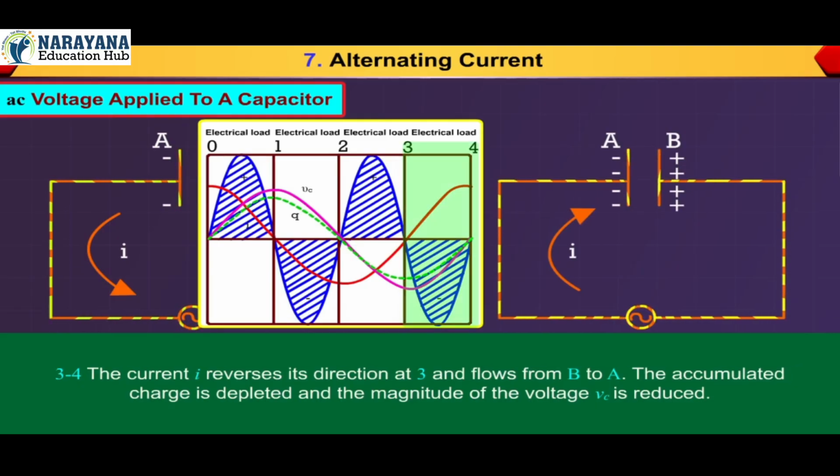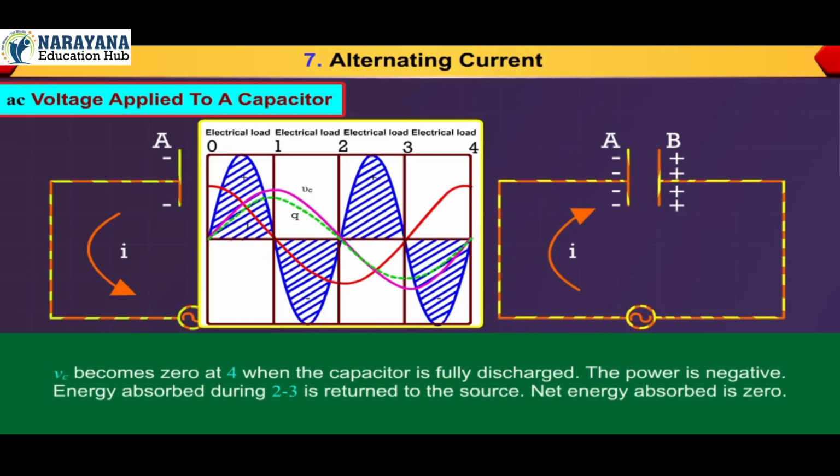3 to 4, the current I reverses its direction at 3 and flows from B to A. The accumulated charge is depleted and the magnitude of the voltage Vc is reduced. Vc becomes 0 at 4 when the capacitor is fully discharged. The power is negative. Energy absorbed during 2 to 3 is returned to the source. Net energy absorbed is 0.